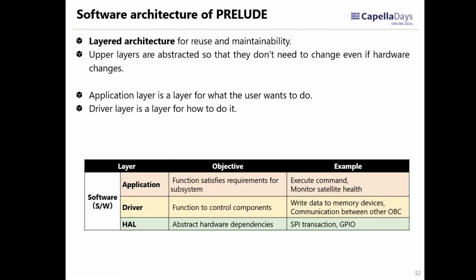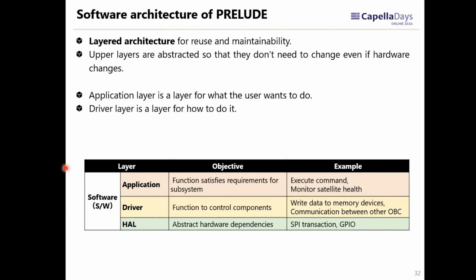So in order to achieve those keywords, we have a layered architecture in software, and I think this is quite a common approach in software development. Upper layers are abstracted so that they don't need to change even if hardware changes. The most abstracted layer is the application layer, and the driver layer is like a function to control components. So it is a more detailed layer. And the hardware abstraction layer abstracts hardware dependencies.